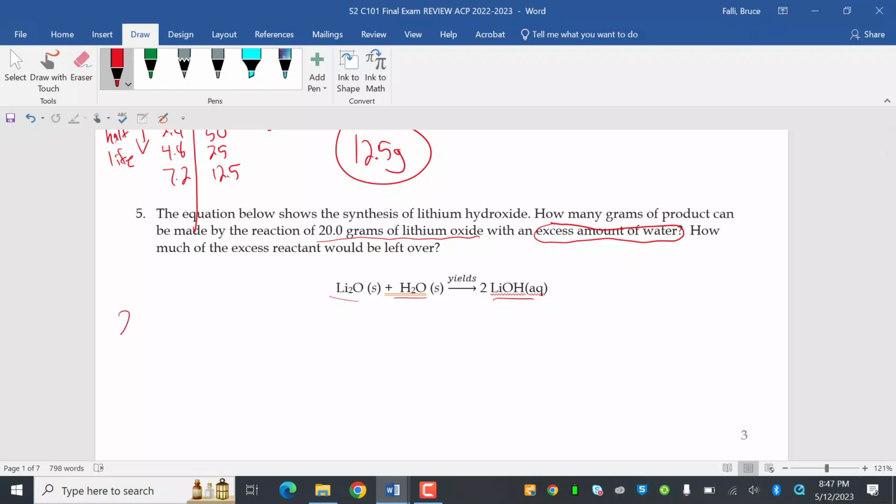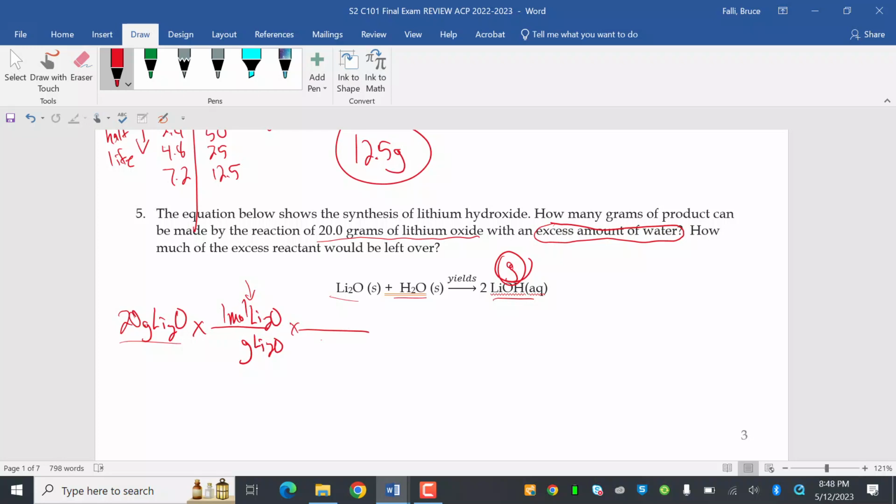So I'm going to start with 20 grams of lithium oxide, and I'm going to show you what it probably meant to do. If excess water, that means I don't have to do a limiting reactant problem, so I'm not going to. So it's going to be grams of Li2O, 1 mole of Li2O. Now I want to remind you, I want to figure out how many grams of LiOH I can make. So I have to go through moles of everything. So first thing I'm doing, grams of Li2O into moles of Li2O. I want to go into grams of LiOH.